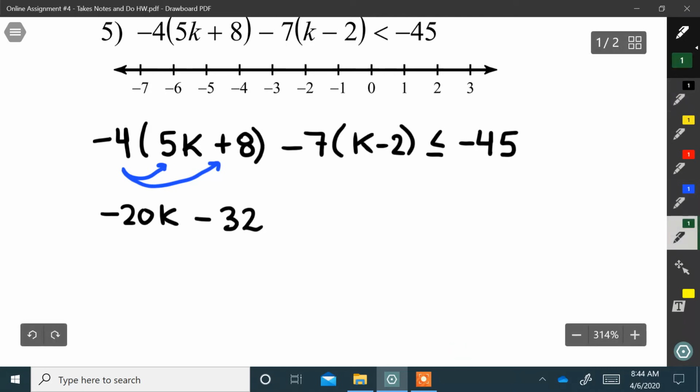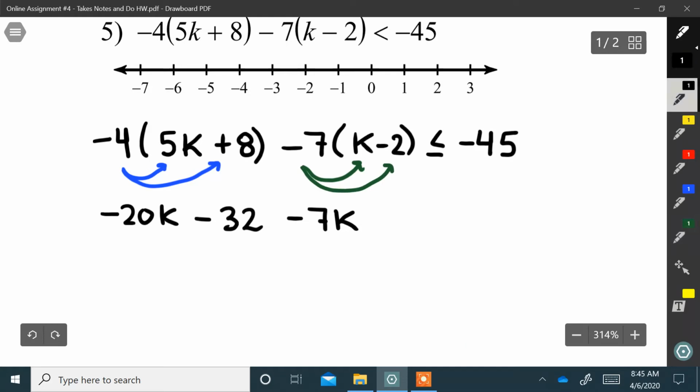We're gonna now multiply the negative 7. So negativo 7 lo va a multiplicar. Aquí me va a dar negativo 7k. Y por último voy a multiplicar negativo 7 por negativo 2. Negative 7 times negative 2. That's going to be positive 14. Positivo 14.